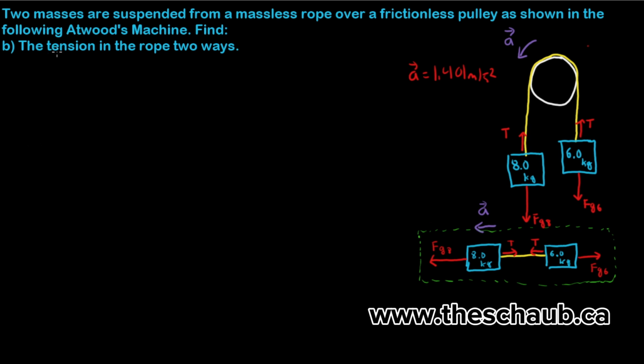In part B, we're asked to find the tension in the rope two ways. We'll do this first by analyzing this orange system for the 8 kilogram mass before moving to this pink system for the 6 kilogram mass. Both systems will give us the same tension if we calculated our acceleration correctly in part A, because remember, our tensions are equal in magnitude and opposite in direction. So let's start by solving for the tension in our orange system, our 8 kilogram system.